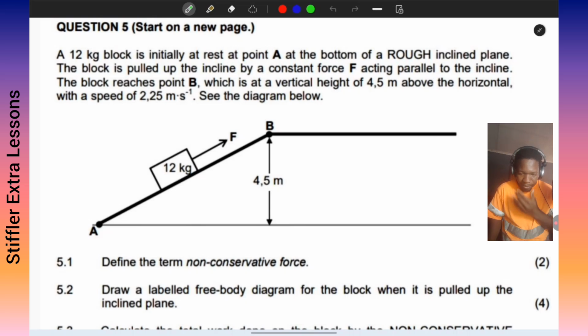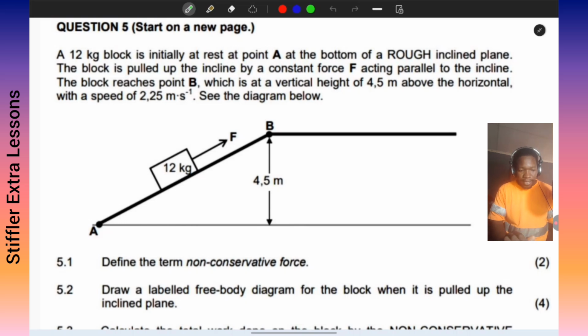So we are still preparing for the matrix trial. Today we are working on work, energy, and power. Just a couple of questions, and I'll be explaining how you can answer some of them.